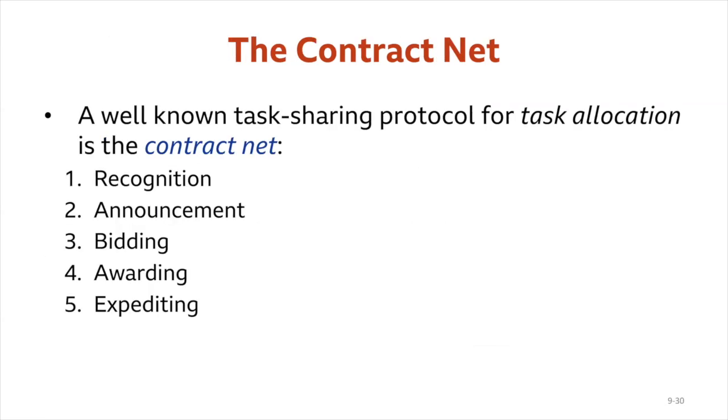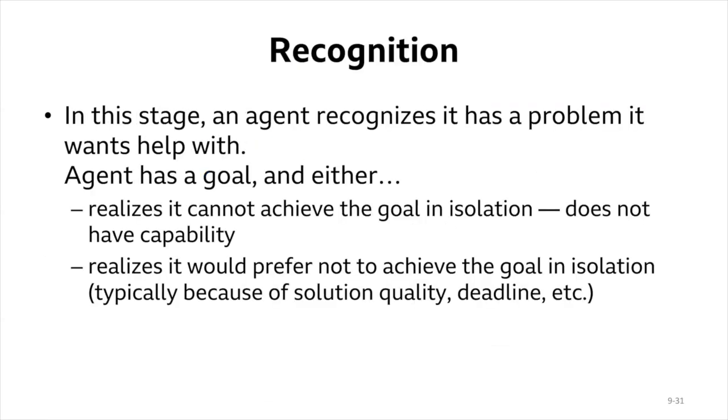So the contract net protocol is so cool because it's based around contracting or subcontracting in the way that that works in human society. And there are 5 basic stages in the contract net protocol. Those stages are recognition, announcement, bidding, awarding, and expediting. So let's see what that looks like.